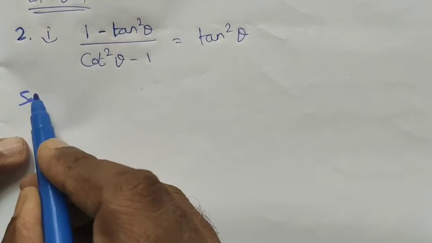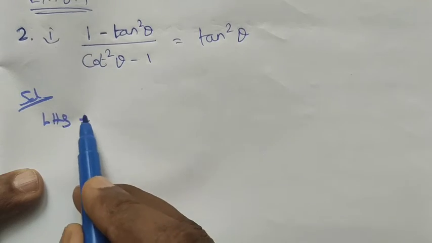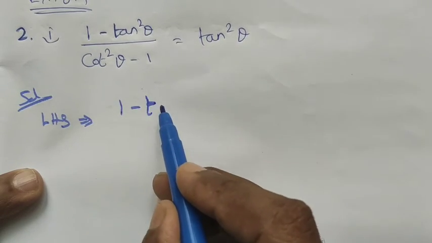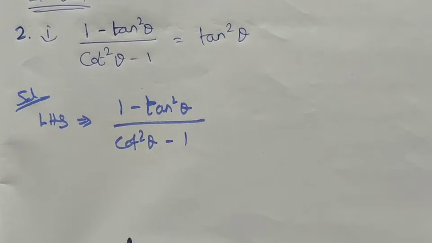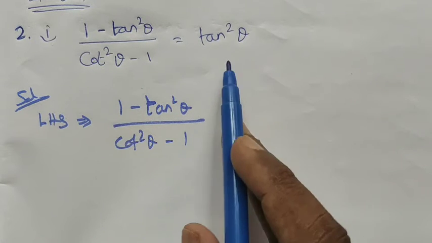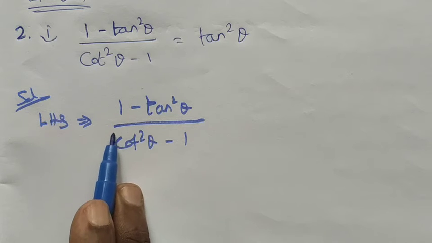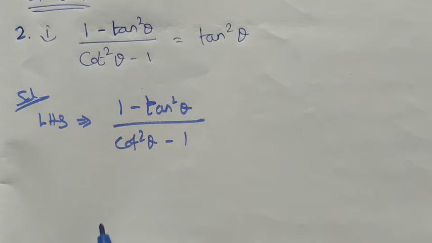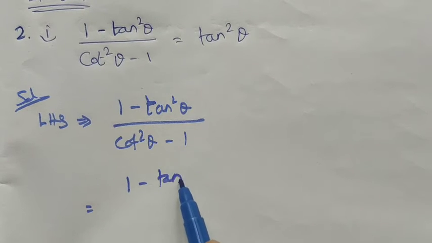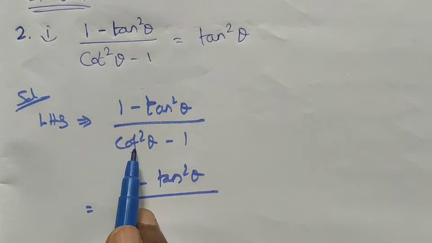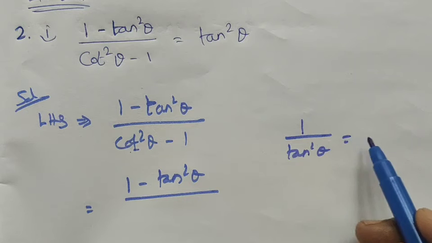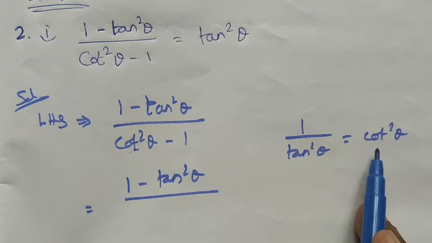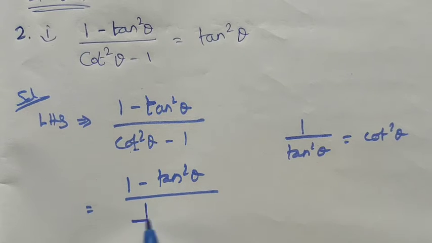For the solution, I take the LHS side. The LHS side is (1 minus tan square theta) divided by (cot square theta minus 1). Here we want to prove the RHS side as tan square theta. So I take this cot and convert it into tan. The numerator stays as it is, 1 minus tan square theta, divided by the reciprocal of cot square theta, which is 1 divided by tan square theta. The reciprocal of cot is tan. So we have 1 by tan square theta minus 1.